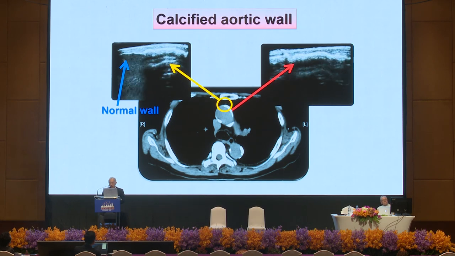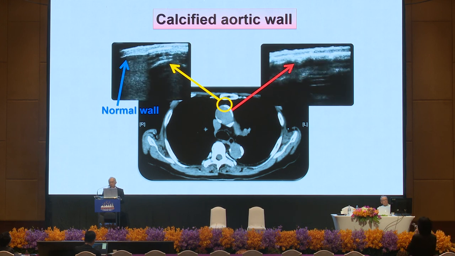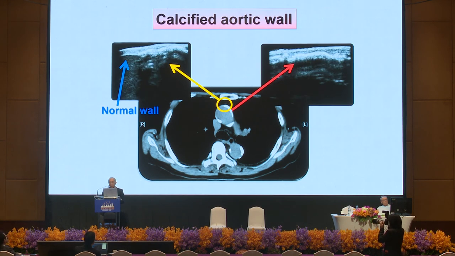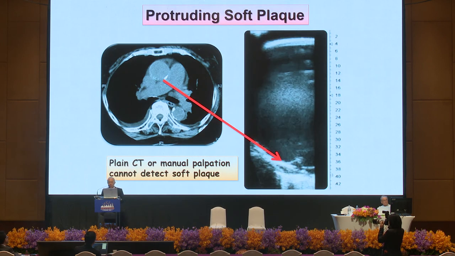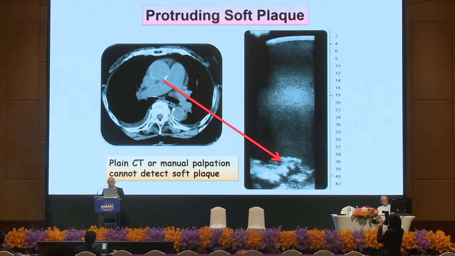You can detect the calcification by plain CT, but you can more precisely recognize the border between the normal wall and the calcified aortic wall. And in this kind of patient, there is a protruding soft plaque at the posterior wall of the aorta. So maybe you can suspect there is something wrong by plain CT, but it's not sure. But in this kind of patient, well, you can touch the anterior wall of the aorta, but if you cross clamp the aorta, you get a bad result of stroke in the patient.